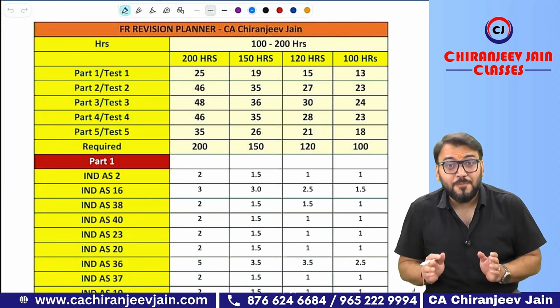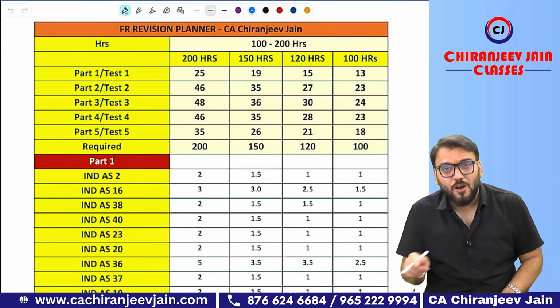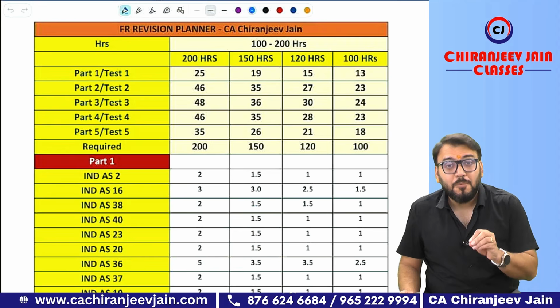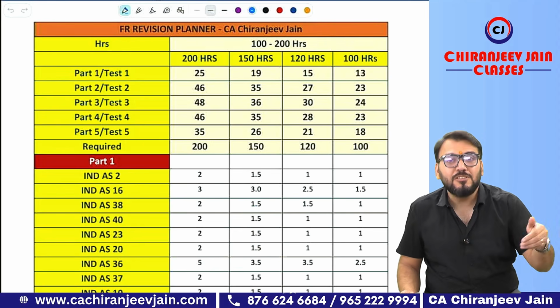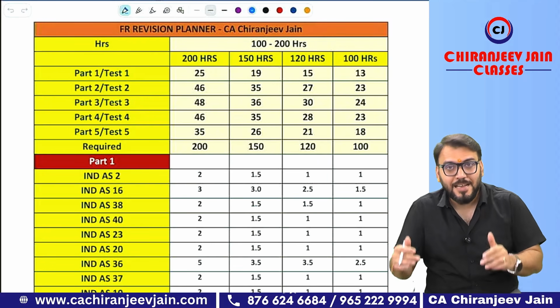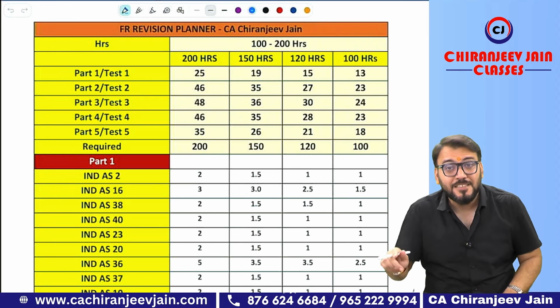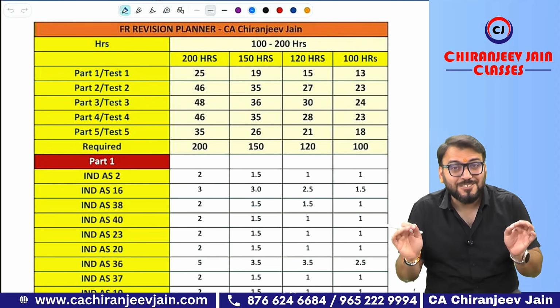Now let us come to the FR revision planner. Trust me, this planner will help you understand how many hours are required per chapter. What I have observed is that students don't know how many hours are required for each chapter. Eventually, they give more hours to those chapters which actually don't require that much time. What happens? At the end, they are not able to complete the entire syllabus in the specified number of hours and they panic. Trust me, this planner is going to save you.